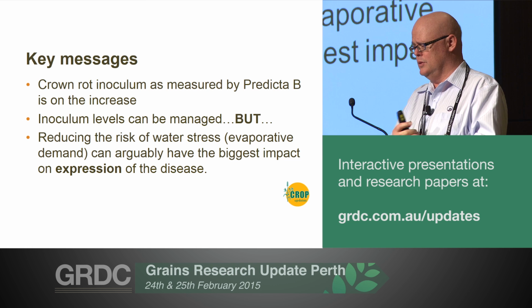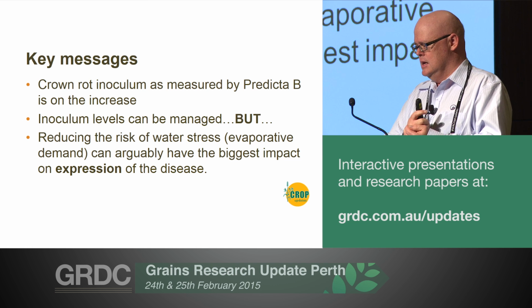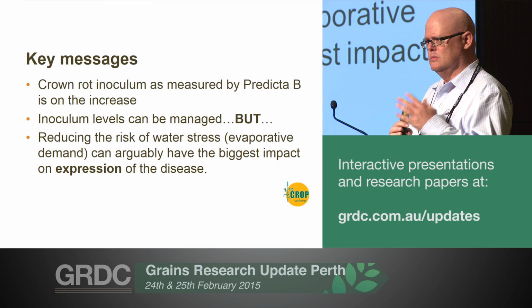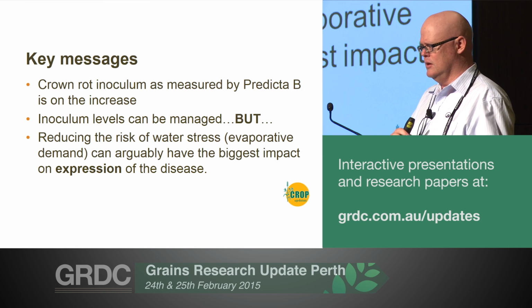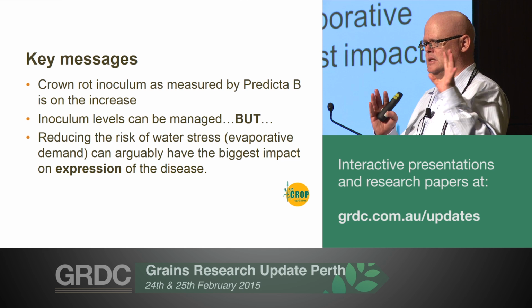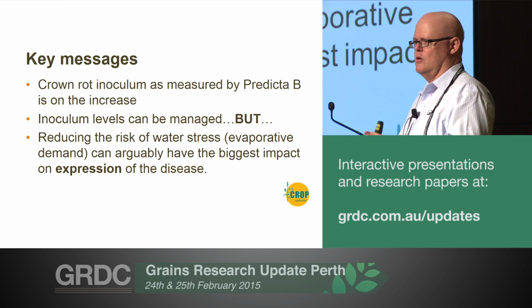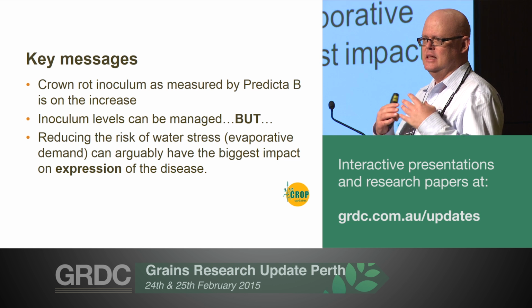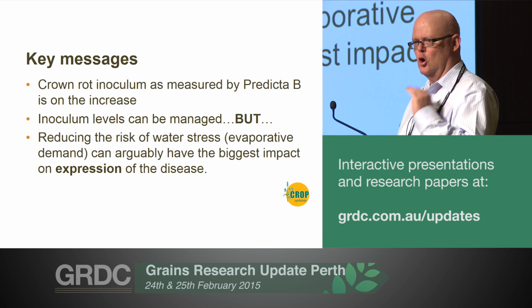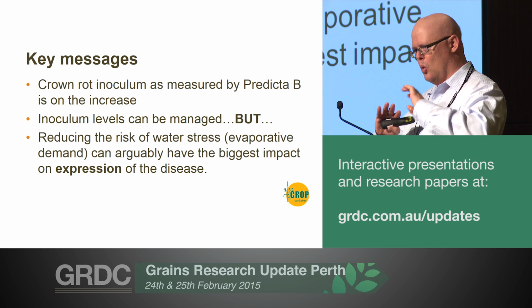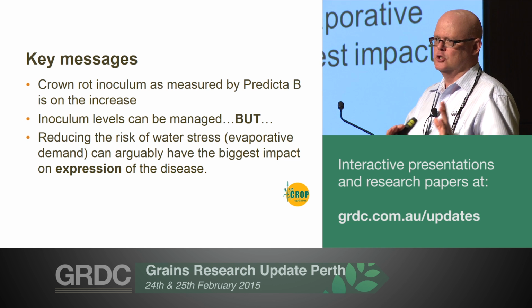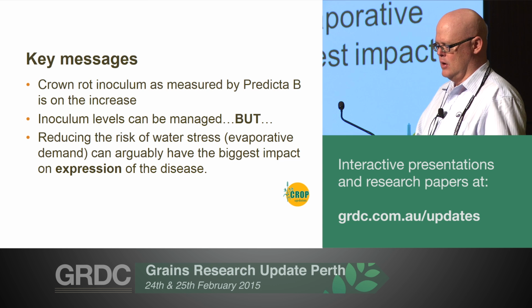So my key messages are really that crown rot measured by Predictor B is definitely on the increase, as you can see from all the evidence and other evidence. The inoculum levels and this infection can be managed, with break crops and judicious intervention to get rid of that inoculum. But just remember, making sure your crop is less likely to be stressed at grain filling really makes a big difference, arguably the biggest difference in the actual impact in dollars in the bank from whiteheads in your crop. You'll get fewer whiteheads if you've made sure your crop is filling grain early.